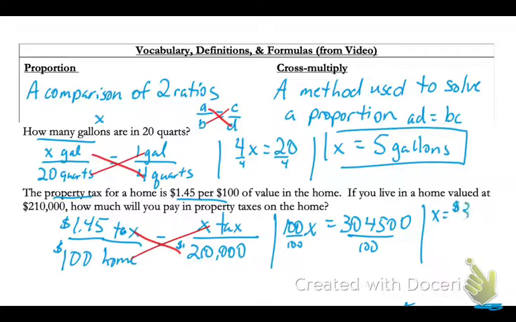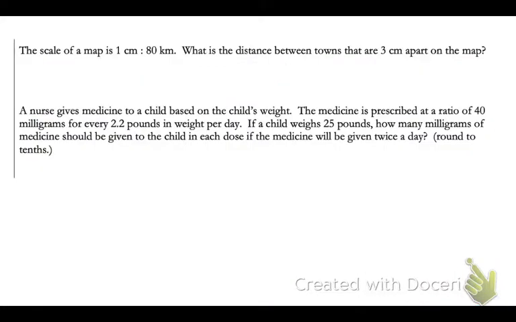And remember that x, or what we're looking for, is the tax paid on the house worth $210,000, which will be $3,045. Proportions are good to use when you are scaling things.